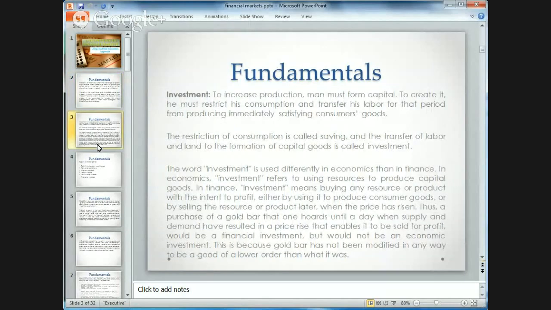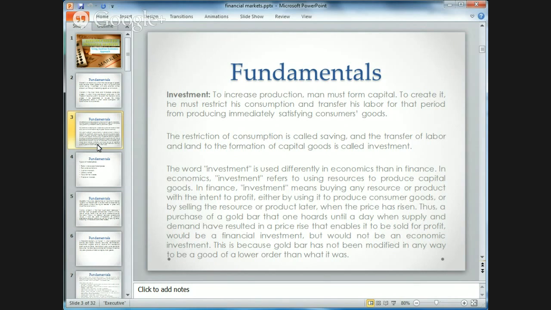Now investment is a process by which we transform our capital goods into consumer goods, kind of thing. That's one kind of investment. Or an investment in economics would be like when we finance something, we put our money into certain assets and we look at a profit. We expect a profit out of it. So that's basically an investment.